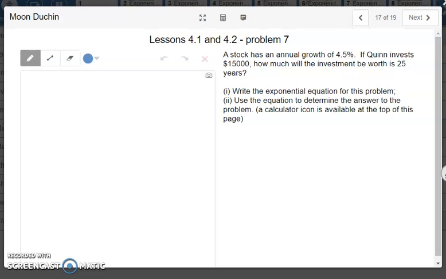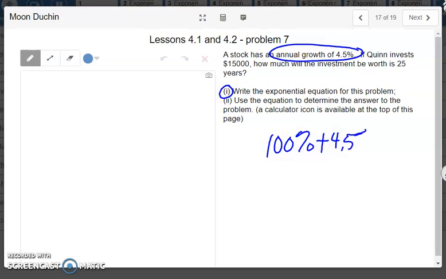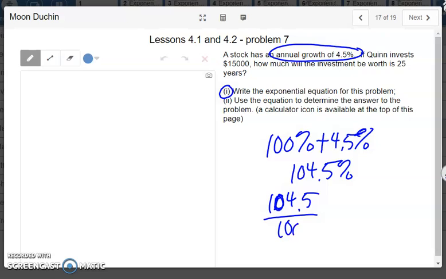All right, so in problem number 7, we're doing an annual growth of 4.5%. So that means we need to find the b value, since in the first step we're asking for the exponential equation. So this is a growth, so we start with 100%, like we did in the previous problem, where we had an 8.1% growth, and we do addition. So that gives me 104.5%. To get the b value, we have to do 104.5 and divide it by 100. So the b value for this problem is 1.045.